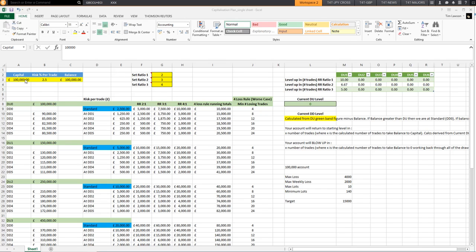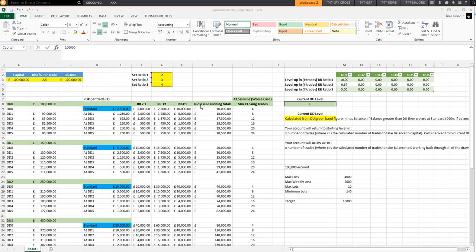So it's telling me at 2.5% risk per trade, my standard, or my maximum, perhaps we change that to maximum, standard trade size is 2,500. Yes, these are all in pounds. Like I say, I'm over in England, so we can pretend they're dollars for now, so I'll speak in terms of dollars.